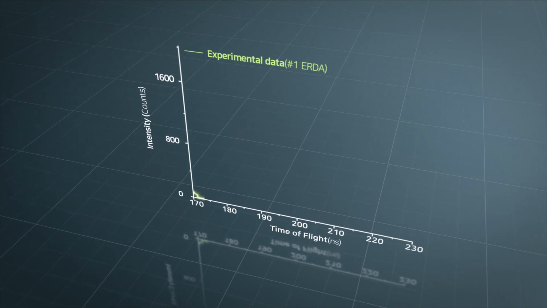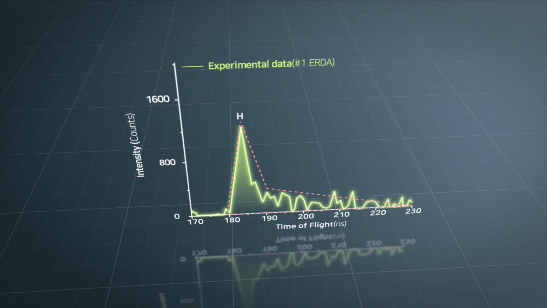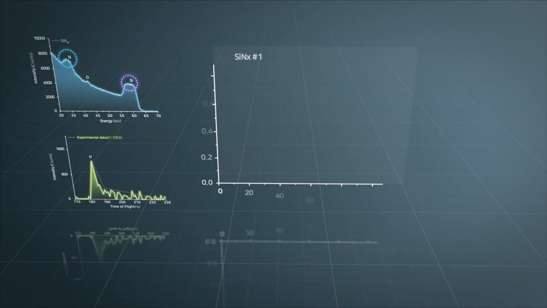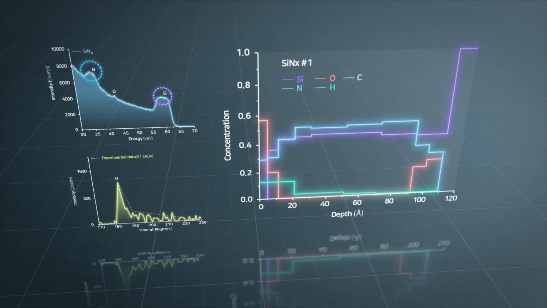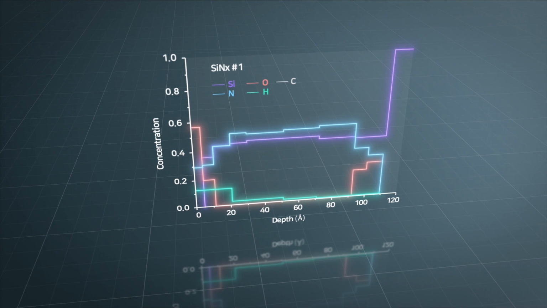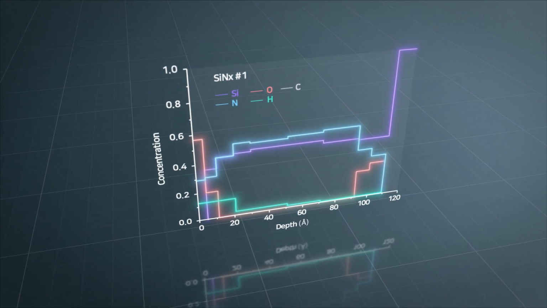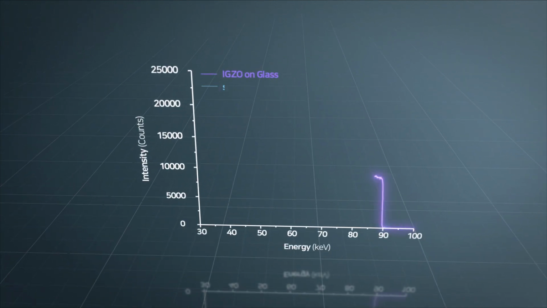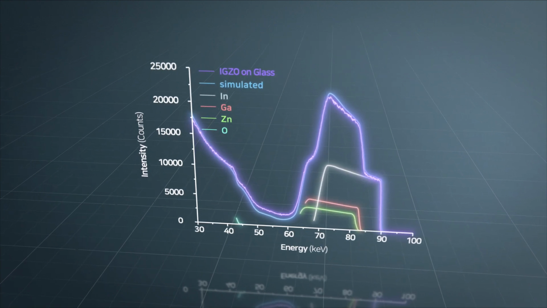In addition, the ERDA spectrum of this silicon nitride sample was measured to analyze the hydrogen profile as well. By simultaneously analyzing the two preceding spectra, the depth distribution of the overall composition, including silicon, oxygen, carbon, nitrogen, and hydrogen could be obtained. This graph shows the MEIS spectrum of the indium gallium zinc oxide sample, called IGZO for short.